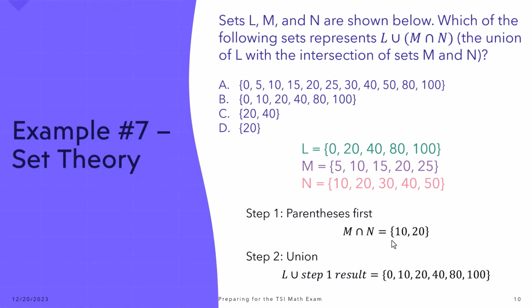So when we look at this, L has 0, so that's included. M intersected with N has a 10, so we're going to include that. Both sets have a 20, so that gets included. And then the other numbers in set L, 40, 80, and 100. So the result of that is this list here with all of those numbers, and that is answer B.